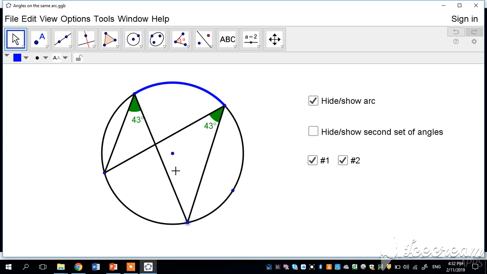Now just be careful with this, because I don't have to pass through the center of the circle for this to work.